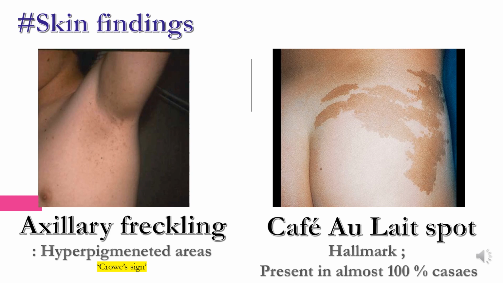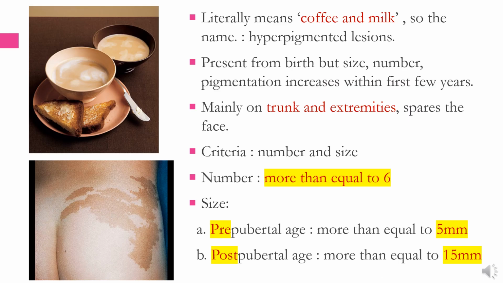The second skin lesion is cafe au lait spots, and this is the hallmark of NF1, and they are present in almost 100% of cases. Cafe au lait literally means coffee and milk, and as you can see in the top image, the appearance of coffee after adding the milk is somewhat like the lesion shown in the lower image. These are hyperpigmented patches, and can be present from birth, but the size, number and pigmentation increase within the first few years. They are mainly on the trunk and extremities.